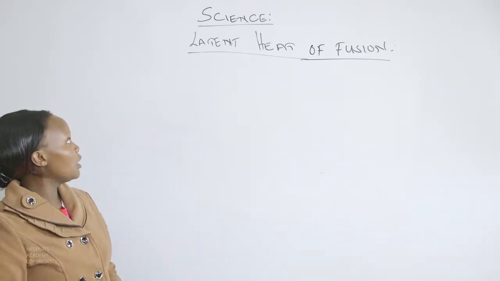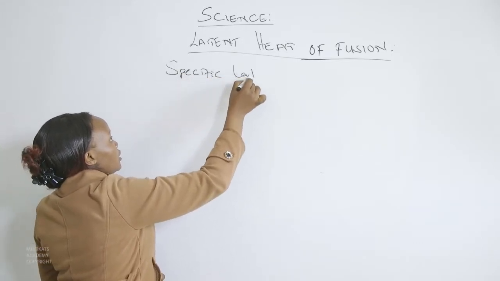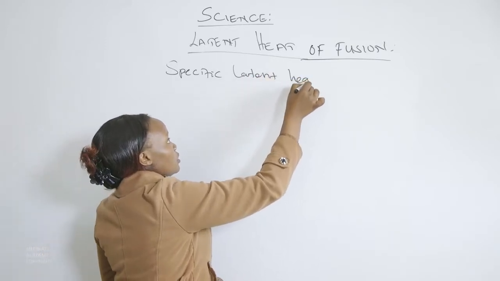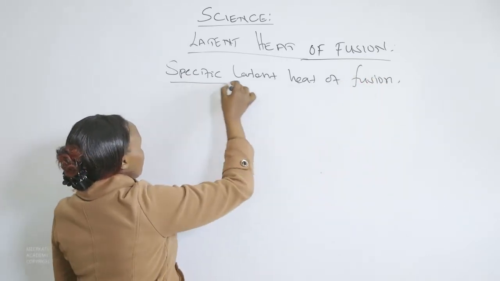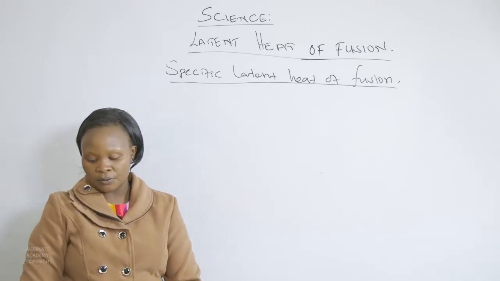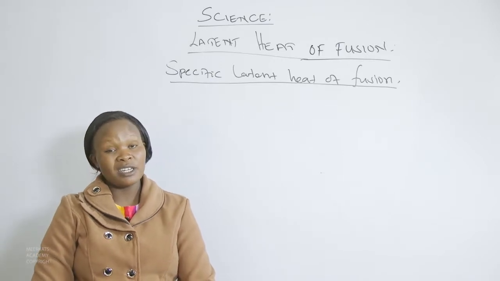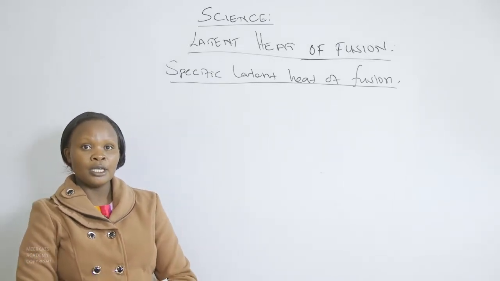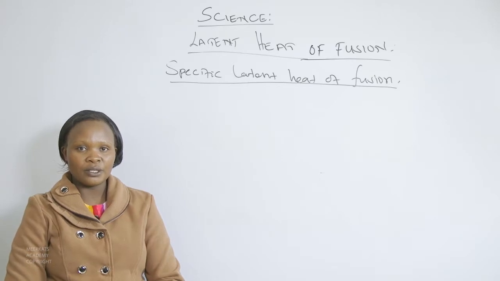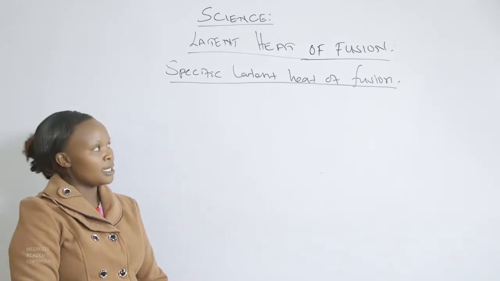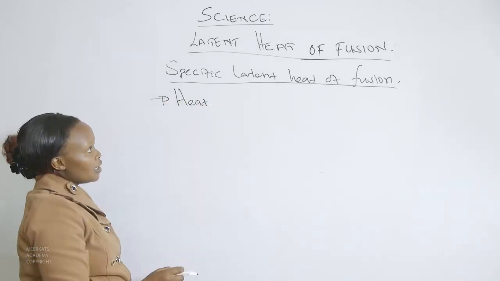Now let's go specific and talk about specific latent heat of fusion. Now we have agreed that for us to change a liquid to a solid, or even a solid to a liquid, we will need some heat we call latent. Now how about that heat which we will need to change a unit mass? A unit mass. That is what we call the specific latent heat of fusion.